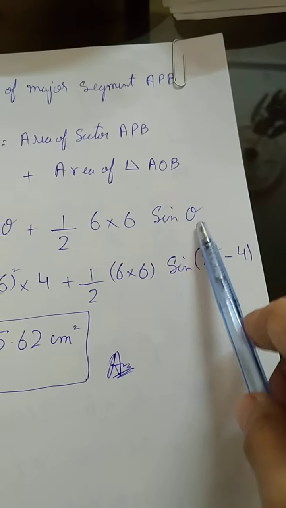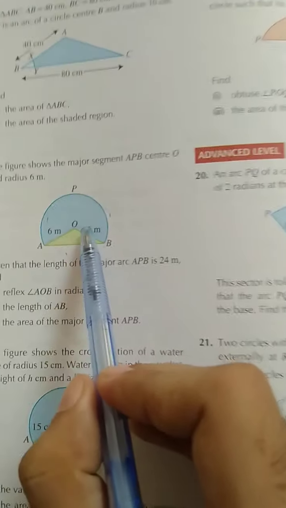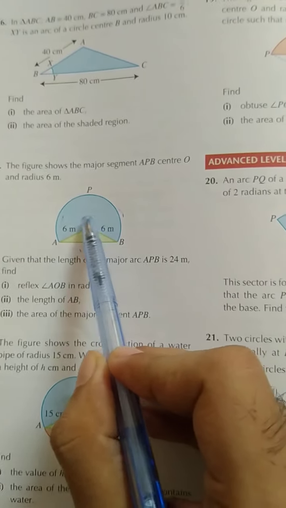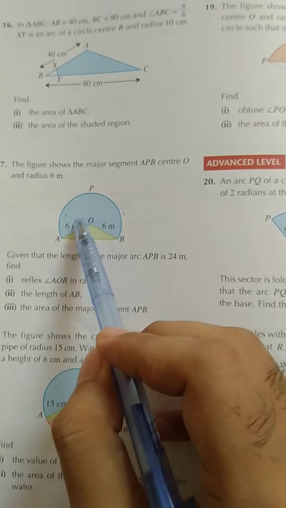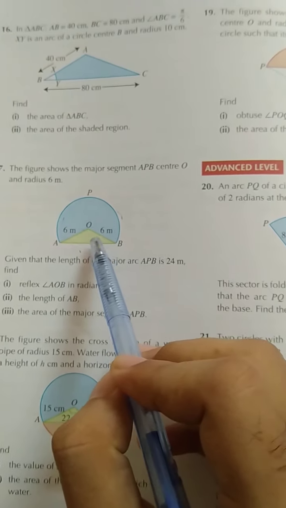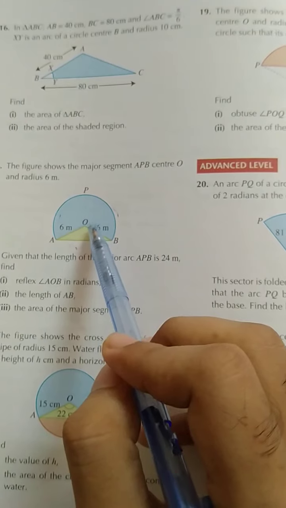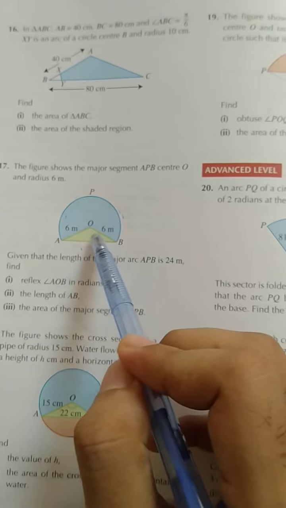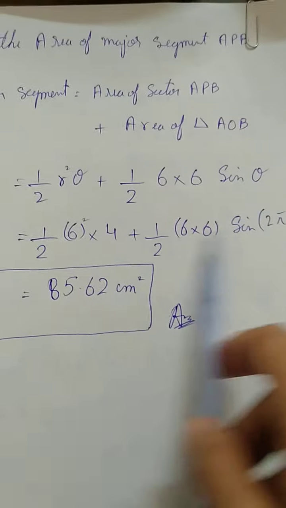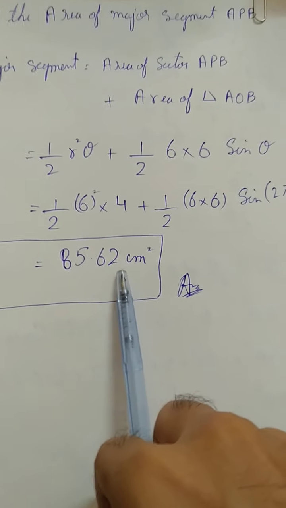Here theta is very important for us to understand. It is 2 pi minus 4. Why? Because we know the angle subtended by the major sector, the bigger sector, here is 4, and the angle of the entire circle is 2 pi. So if I subtract the angle of the major sector, the one in blue, from the entire circle, I will only be left with the angle subtended by the triangle, the green angle. So I've done this here, 2 pi minus 4 for sine. We will solve all these values, and we will have the final answer, which is 85.62 centimeters square.